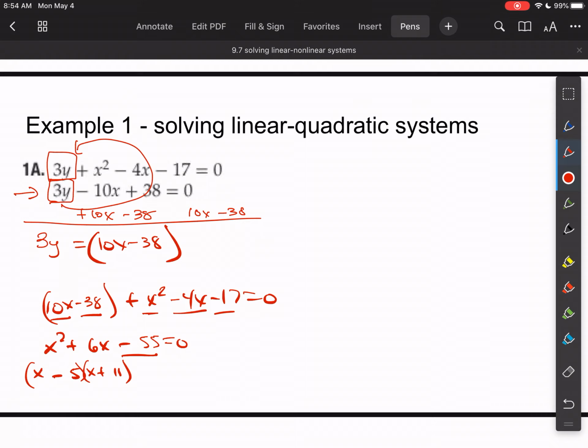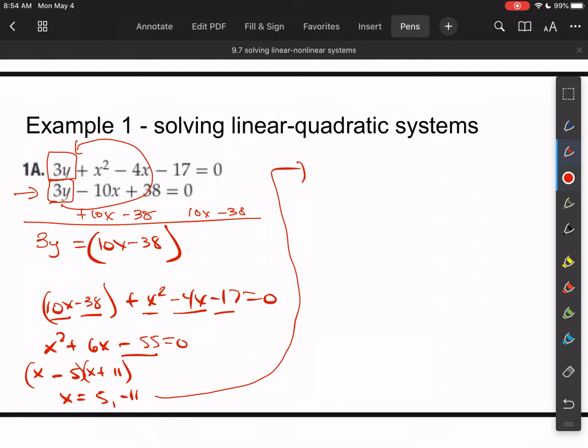Okay, these are the two factors, but we want to know what x equals, right? So x in this case is equal to 5 and negative 11. All right, so we're going to hang on to that. That's not our answer yet. Now we're going to take that and use that to figure out what the y value is.